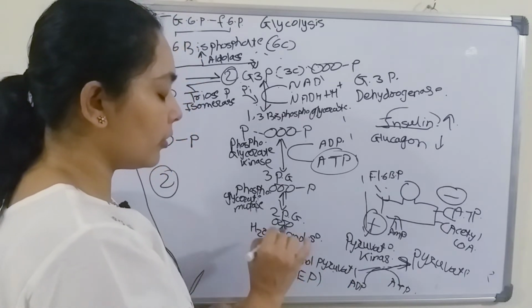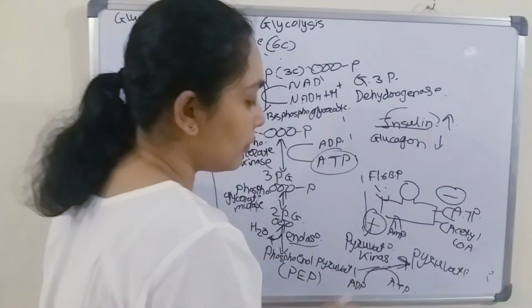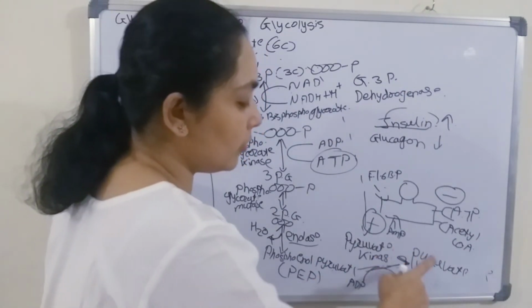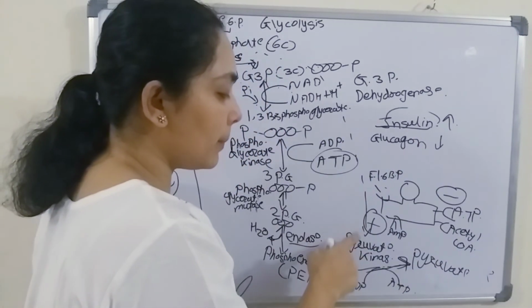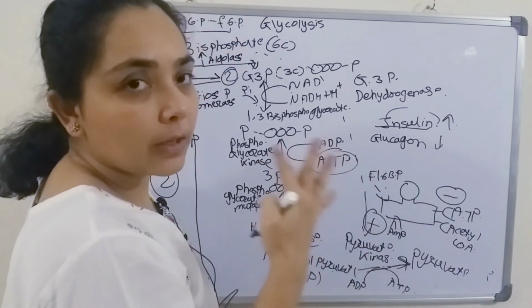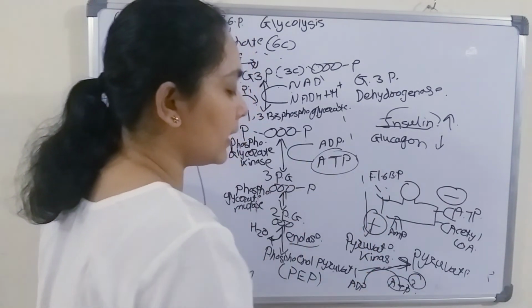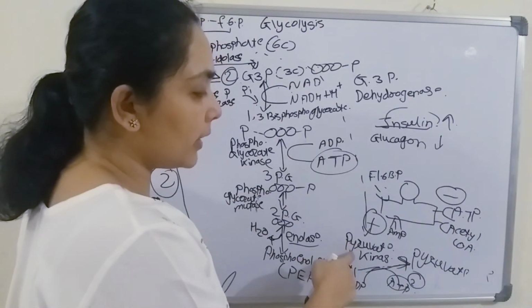One water molecule will be removed here, the enzyme is enolase. And then finally the very important step will come, that is the conversion of phosphoenolpyruvate to pyruvate, which is an irreversible step. The enzyme is pyruvate kinase, and this is the third step where glycolysis regulation takes place, and here we will get our second ATP molecule. Okay, and how will this enzyme, pyruvate kinase, be regulated?